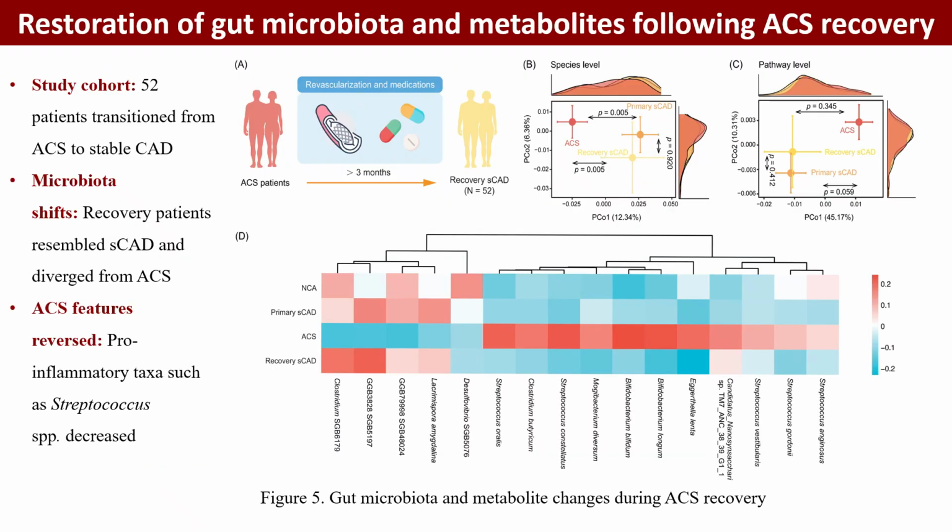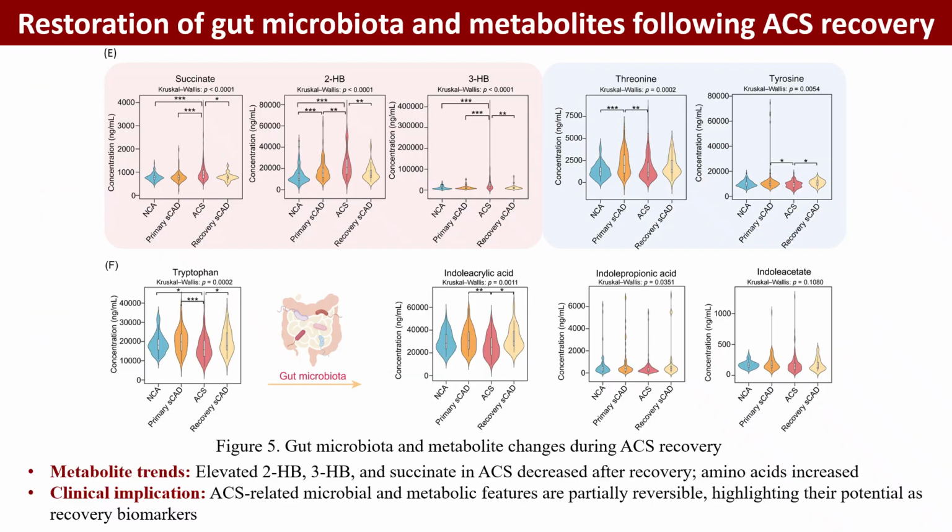After identifying ACS-specific features, we asked whether these changes reverse upon recovery. We analyzed 52 patients who moved from ACS to a stable condition. Their profiles resembled sCAD and diverged from ACS. Pro-inflammatory taxa such as Streptococcus decreased, while ACS-elevated metabolites like 2-hydroxybutyrate, 3-hydroxybutyrate, and succinate declined, and several amino acids increased. These results suggest that ACS-related microbial and metabolic changes are partly reversible, making them potential biomarkers for monitoring recovery.